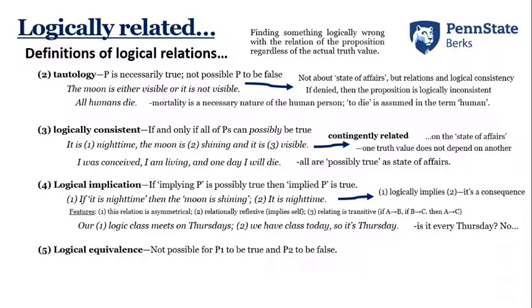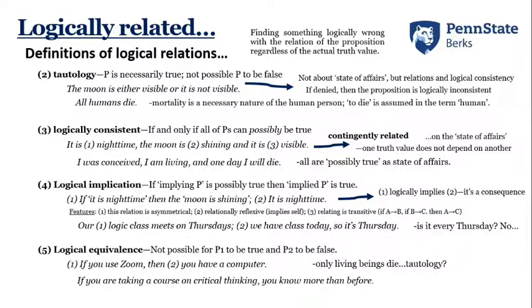Now, it's not possible for proposition 1 to be true and proposition 2 to be false. So if we're together in class on Zoom, well, then you have a computer. Even your phone's a computer. So again, don't overthink this. We could say that only living beings die, and that's a tautology. It's not possible for one to be false and the other to be true.